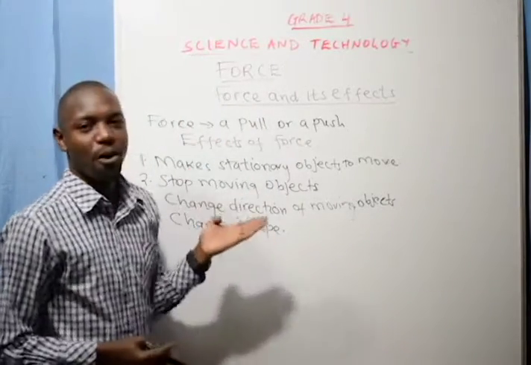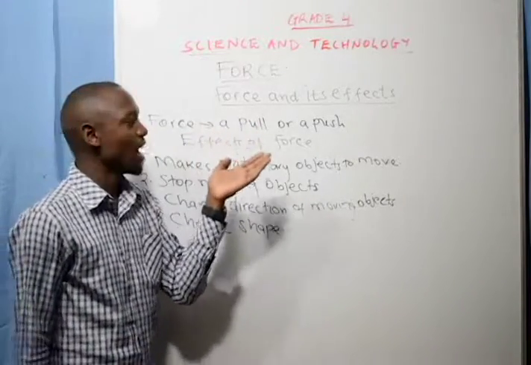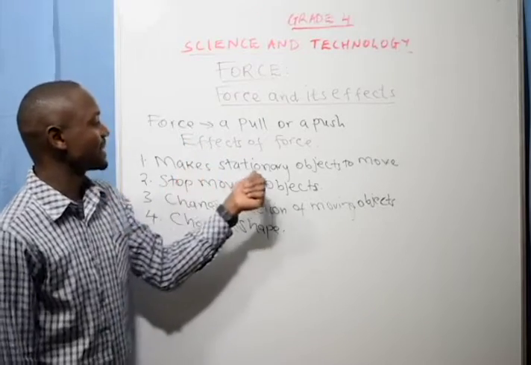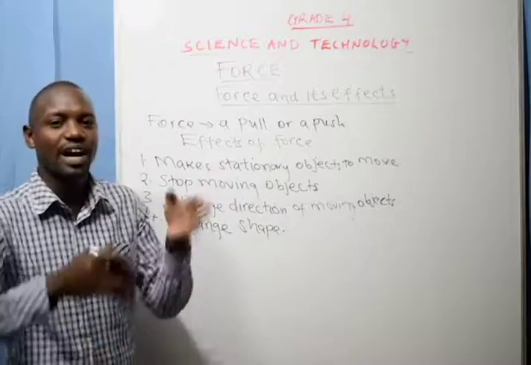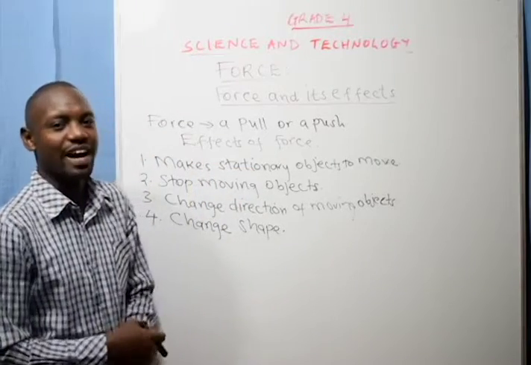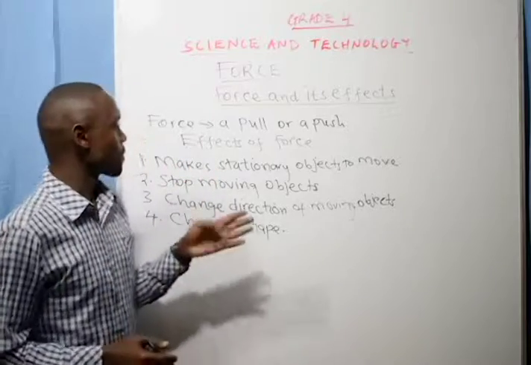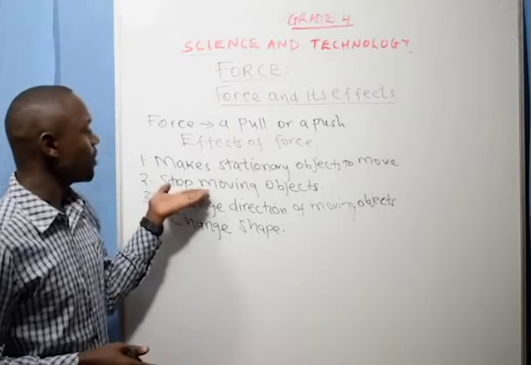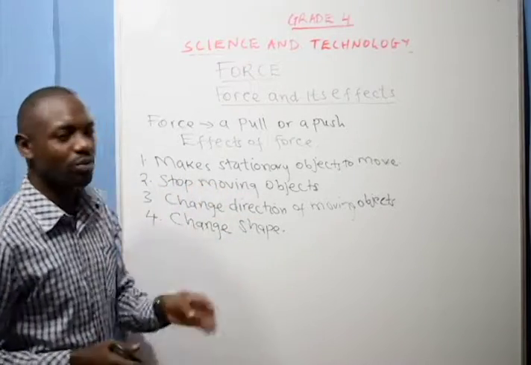Those are the four main effects of force. Force is a pull or a push, and the effects of force are, one, it makes stationary objects move. Stationary objects are objects which are not moving. They are staying on one point. So force will make stationary objects move. Force will stop moving objects. It will make a moving object stop.